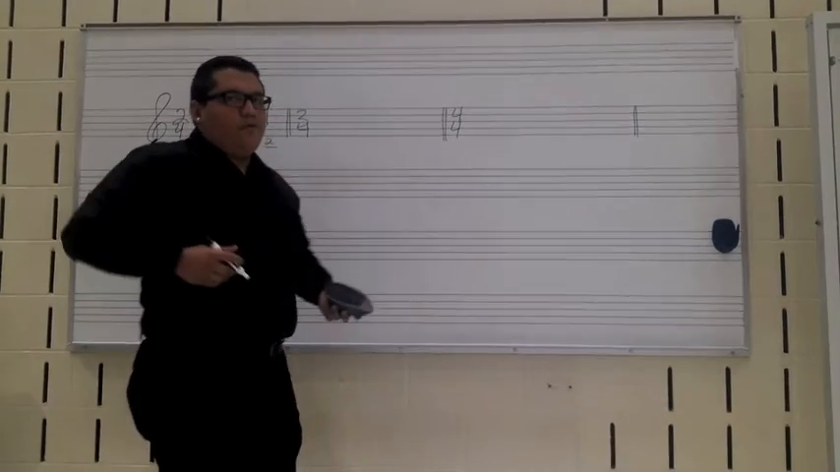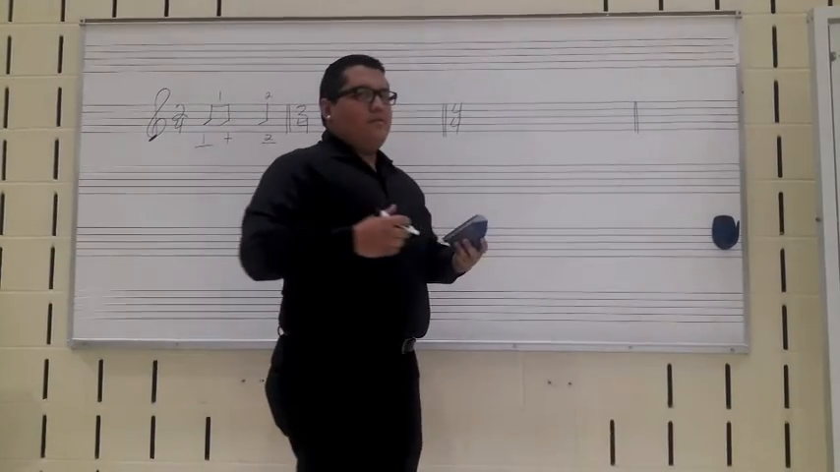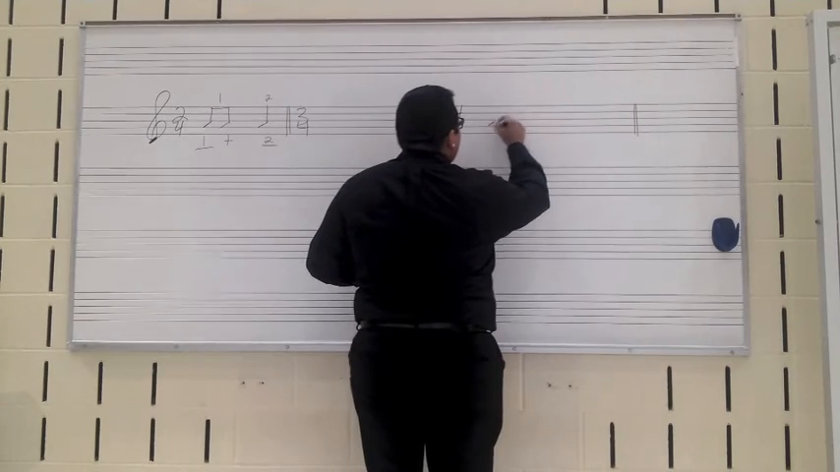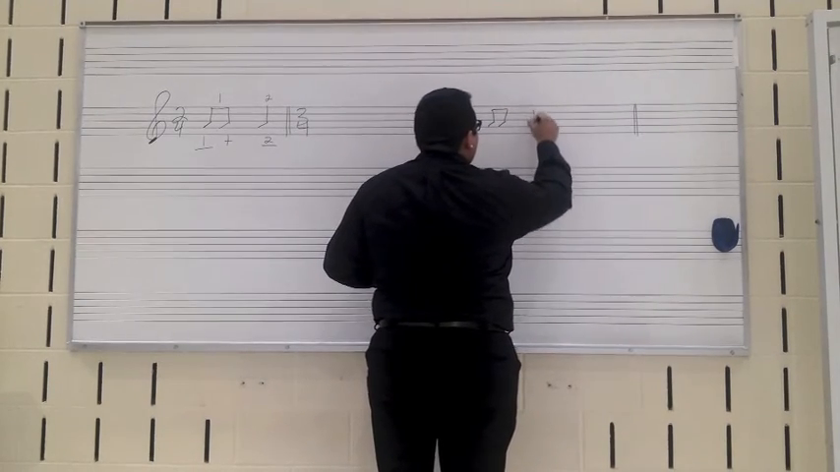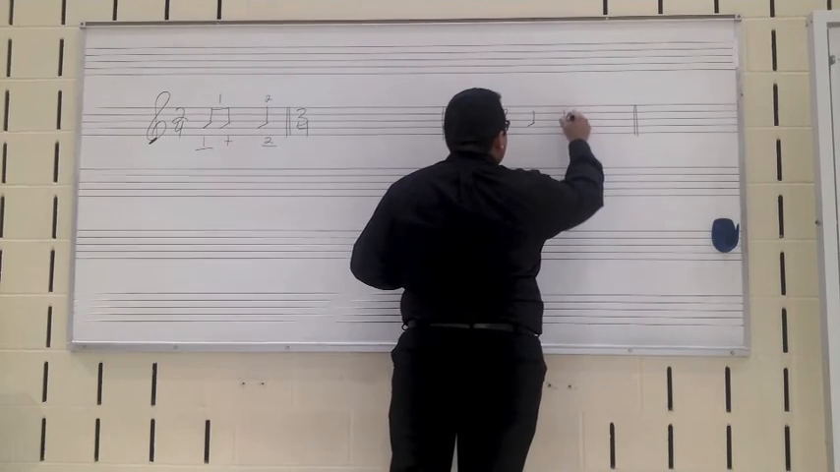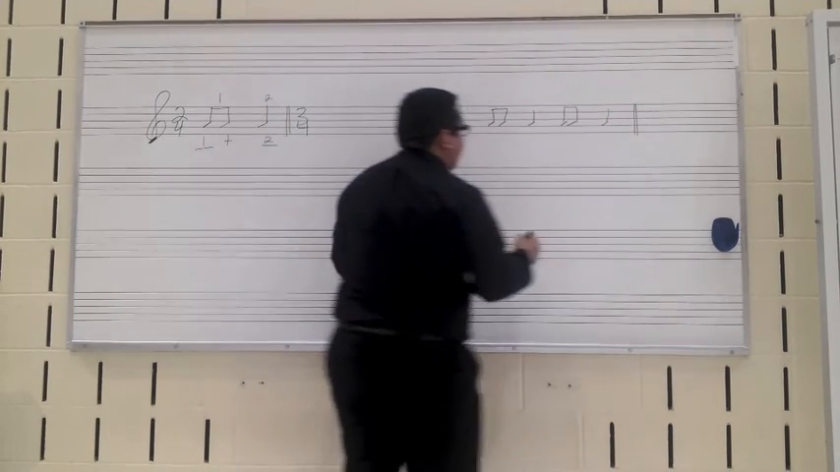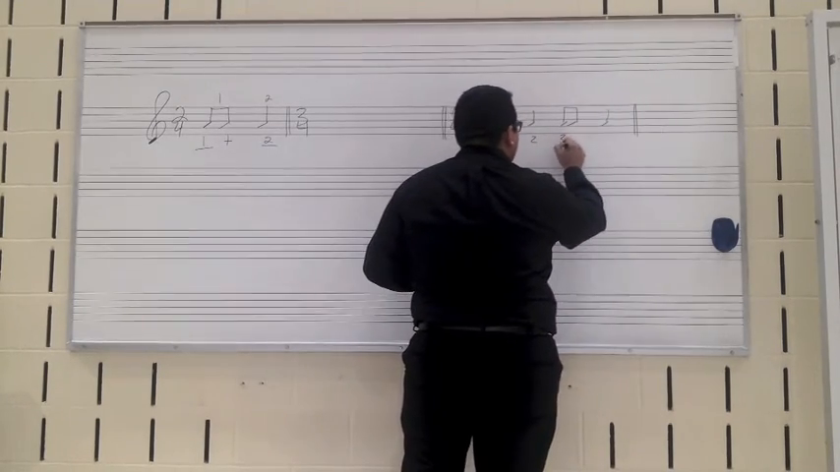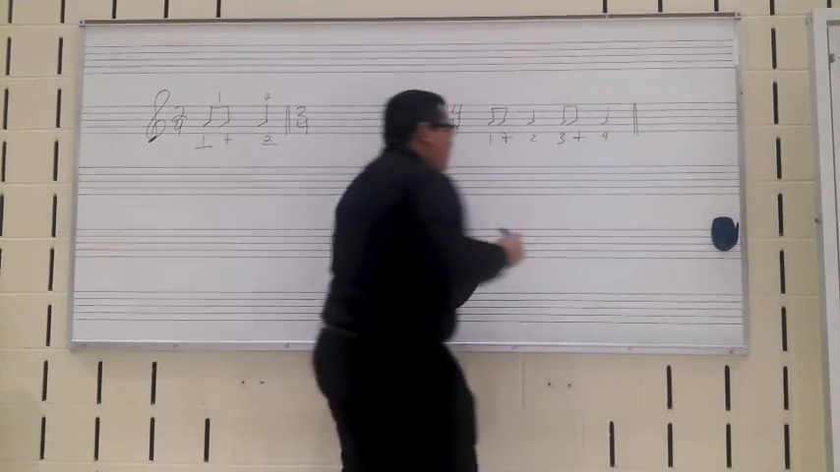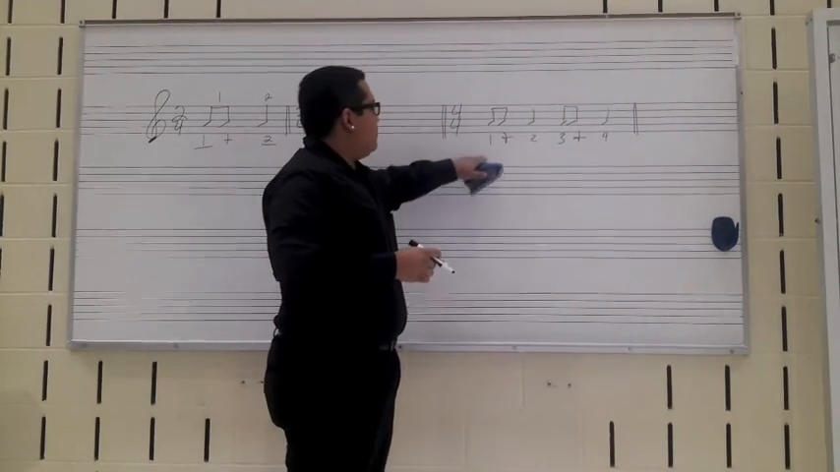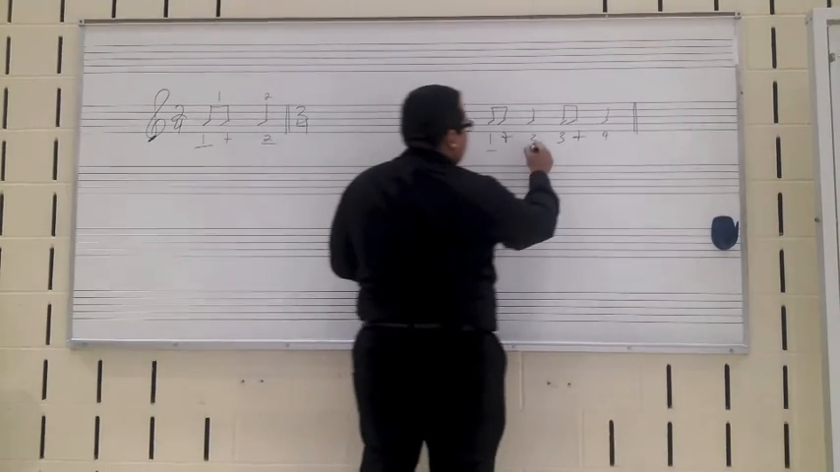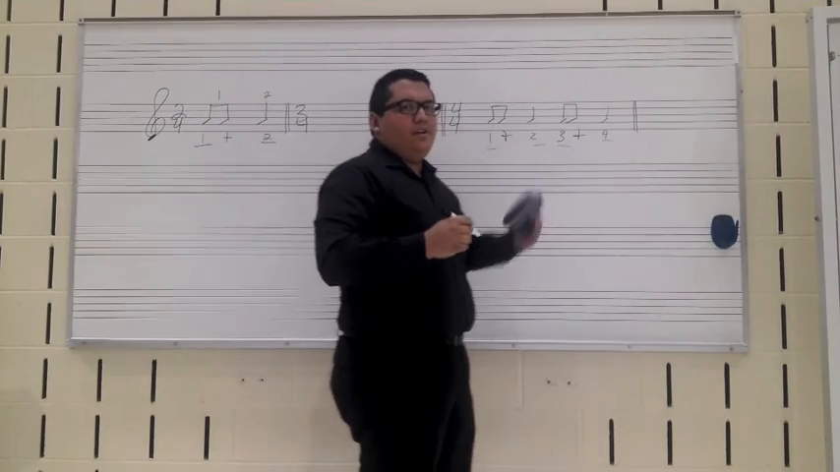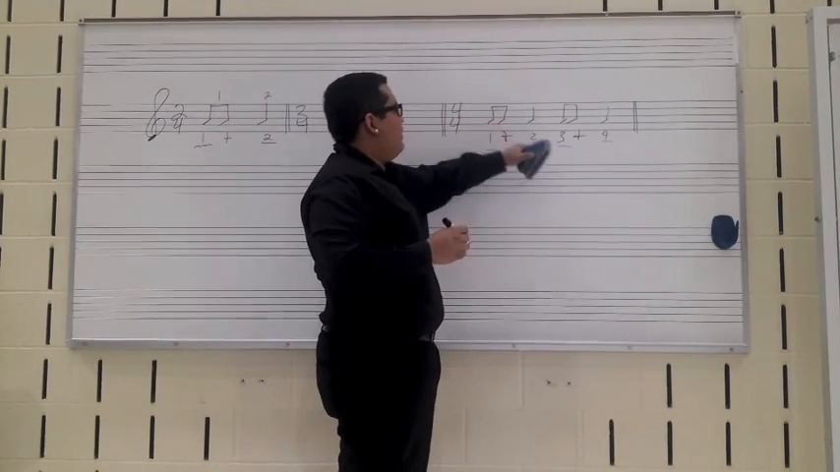Now, 4/4. 4 beats, quarter note gets the beat. We could write 2 eighth notes, a quarter, another 2 eighth notes, and a quarter. So we will have 1 and 2, 3 and 4. Notice how we have 4 beats. We have beats 1, 2, 3, 4. Now notice the ands, they're the upbeats. 1 and, 2 and.